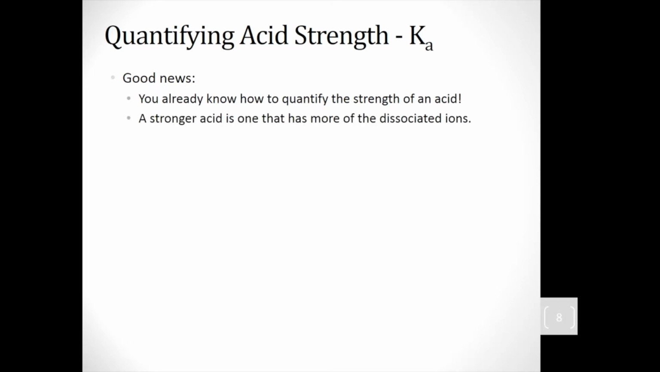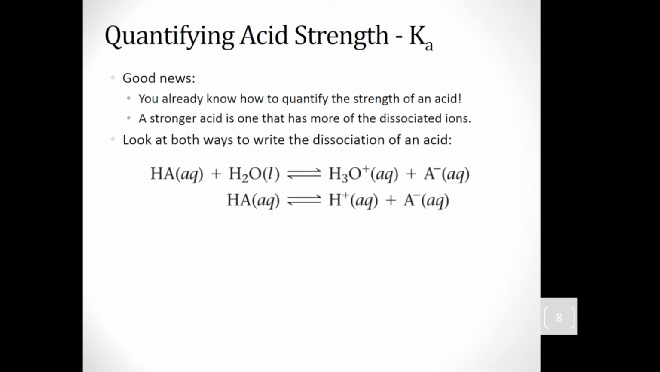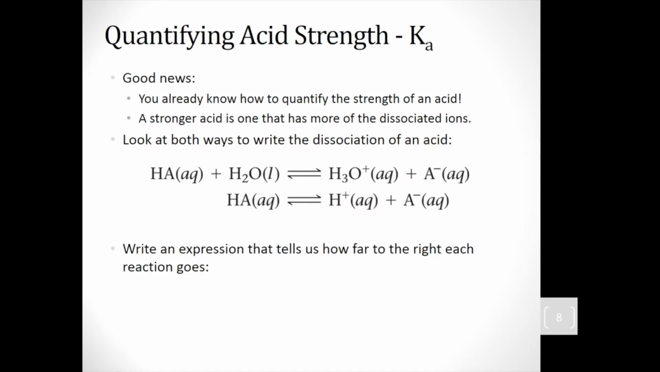Well, if you look at the reactions for writing these dissociated ions, and you wanted to write an expression that told you how far to the right each reaction went, you would end up with H3O plus times A minus over HA. Kind of looks like an equilibrium constant expression to me. So Ka is the equilibrium constant for something acting like an acid. Larger Ka, more product, stronger acid.